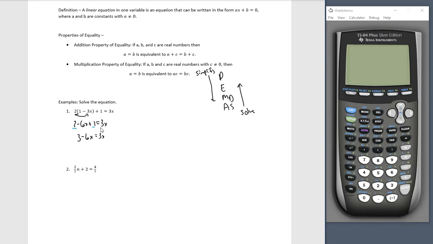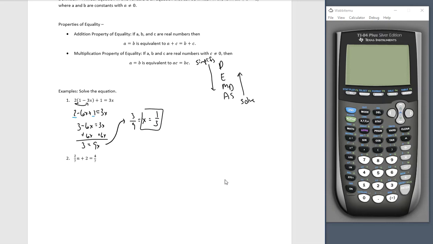Now we're going to treat this as an equation. Now we're going to use the addition and multiplication properties. Let's add 6x to both sides. 3 equals 9x, bringing it over here, 3 divided by 9 equals x. And we will always simplify our fractions to get 1/3.